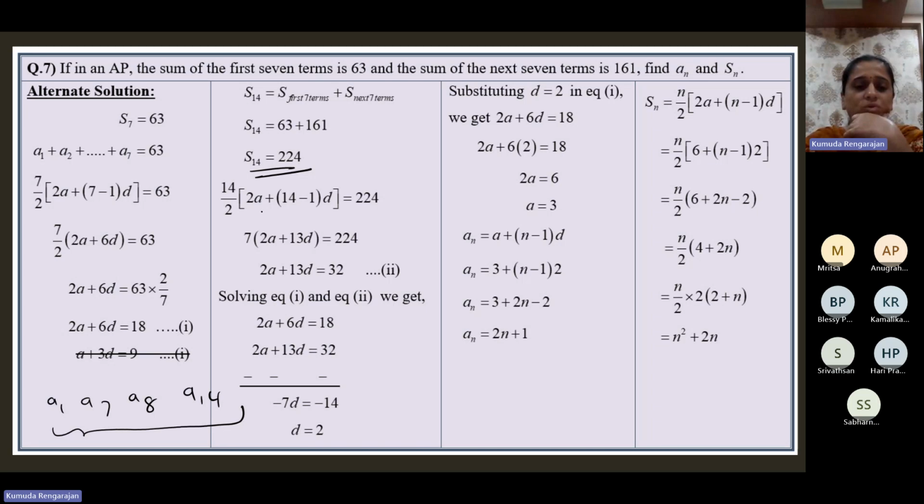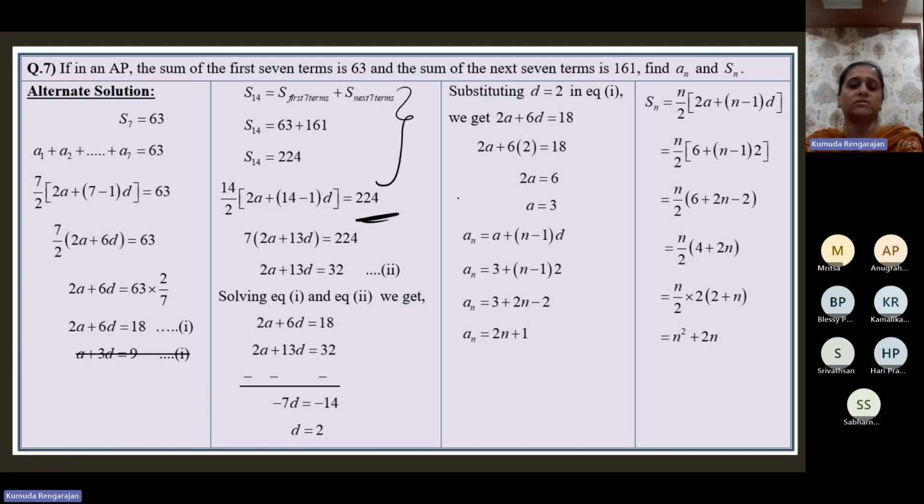So this is the sum of the first 14 terms. So n by 2, 14 by 2, of 2a, where a is the first term, plus n minus 1 into d, is equal to 224. So you can also find the sum of the first 14 terms like this and use the formula. You will get a different equation. The second equation will be different. However, when you solve the two equations, the values of a and d will be the same. And then find the an and Sn. So this is an alternate approach.